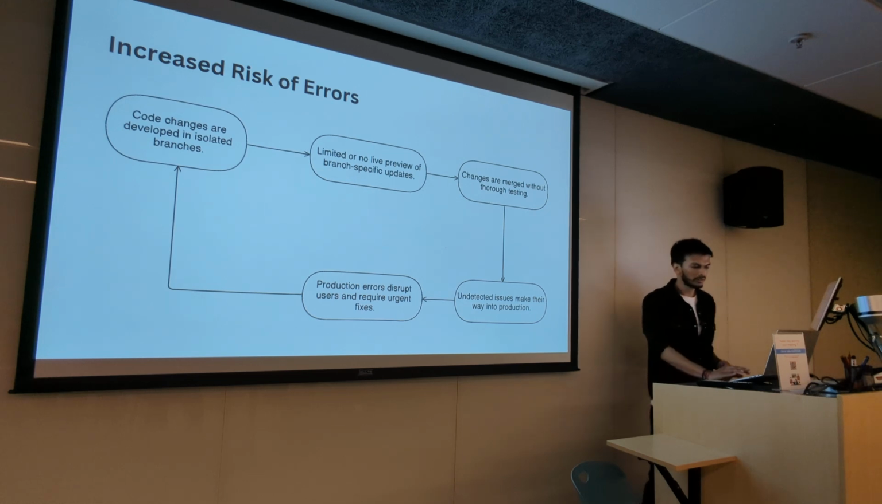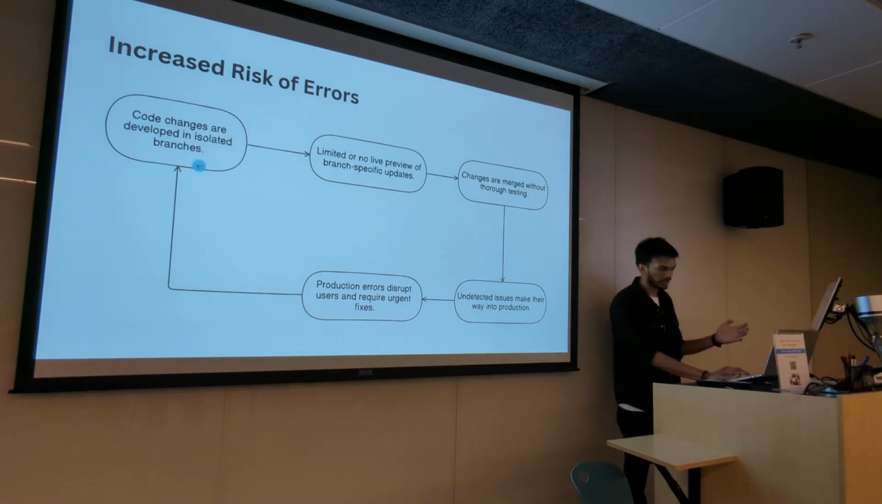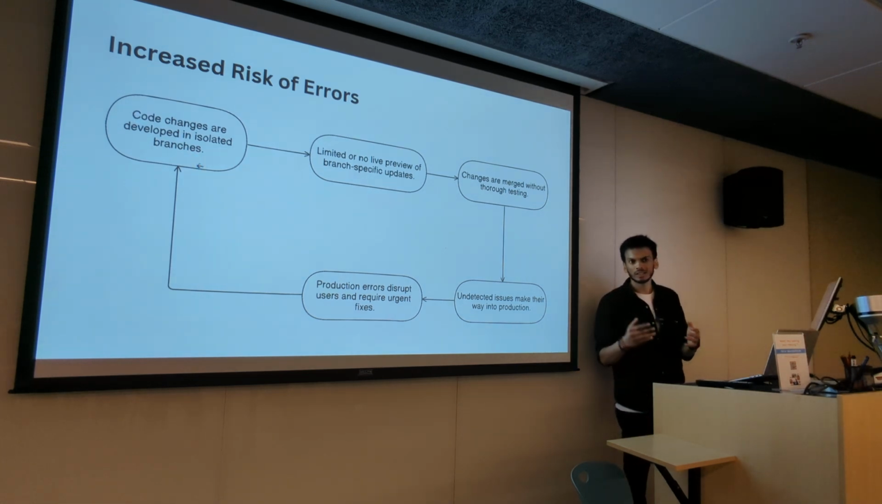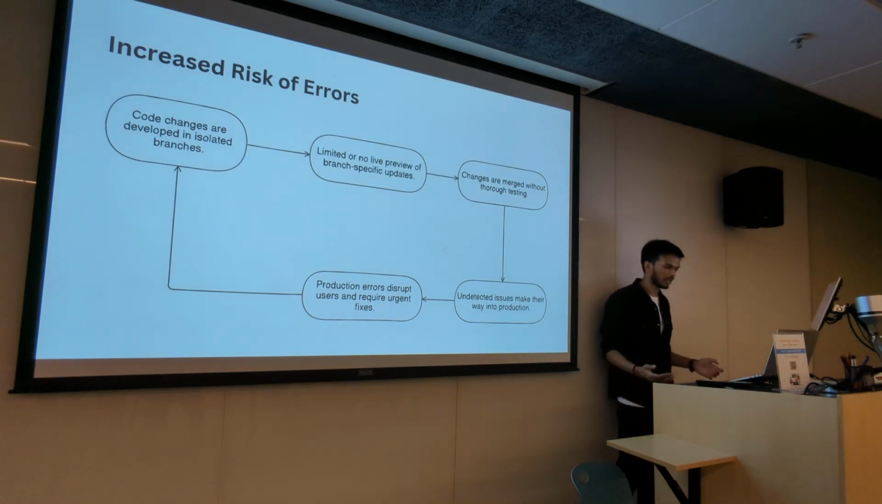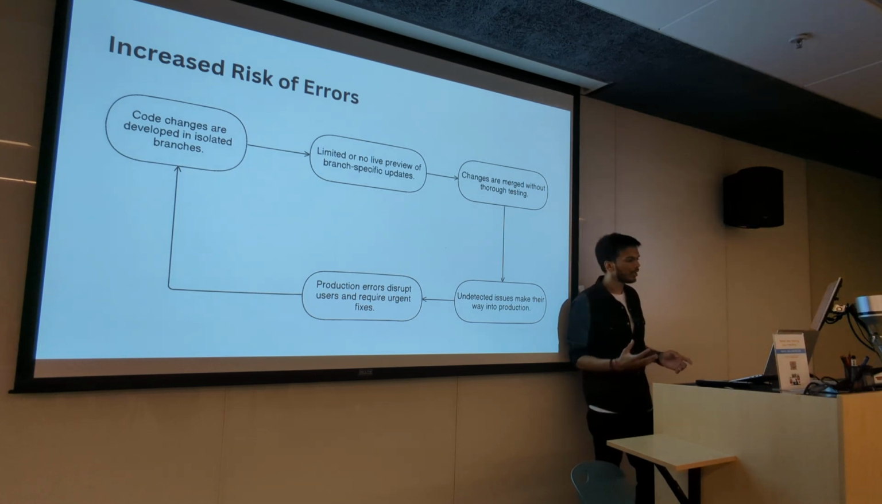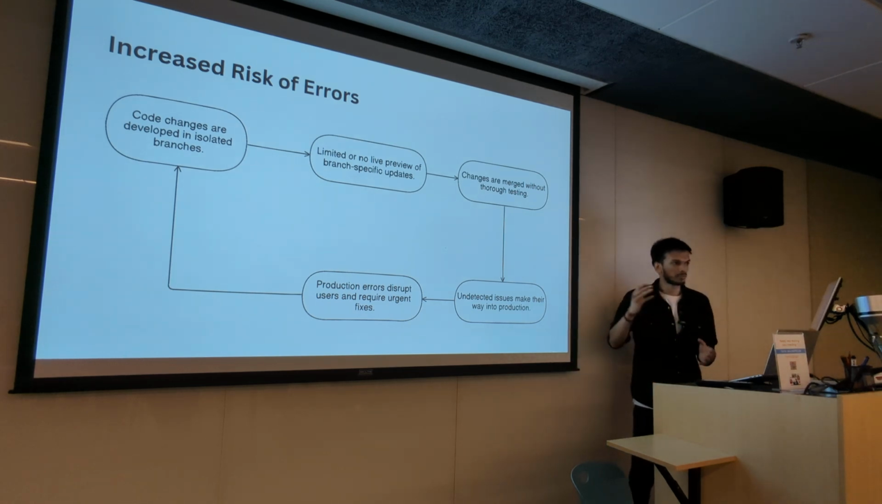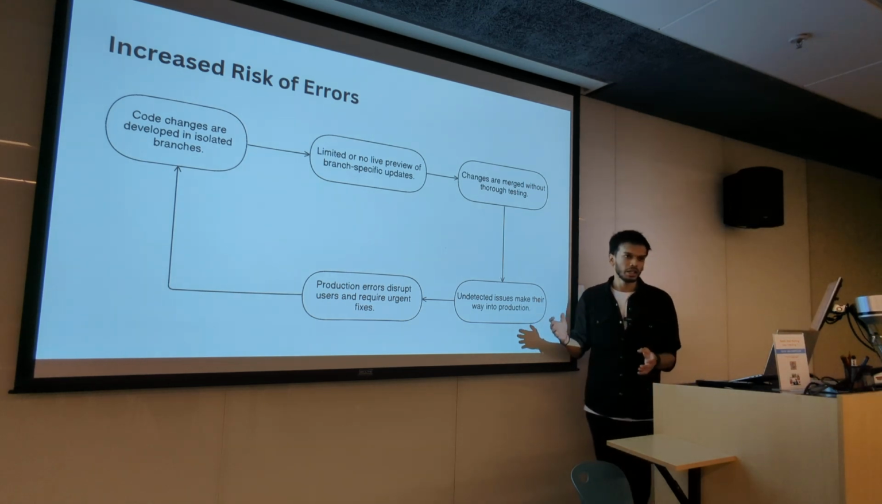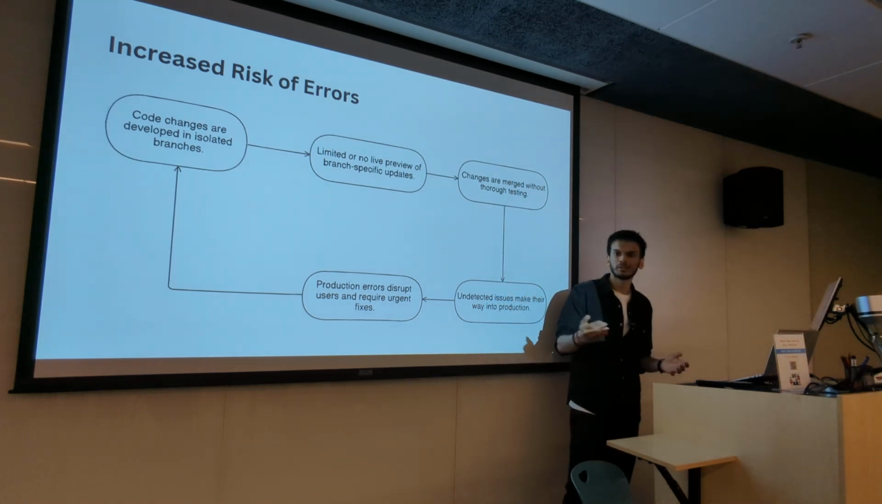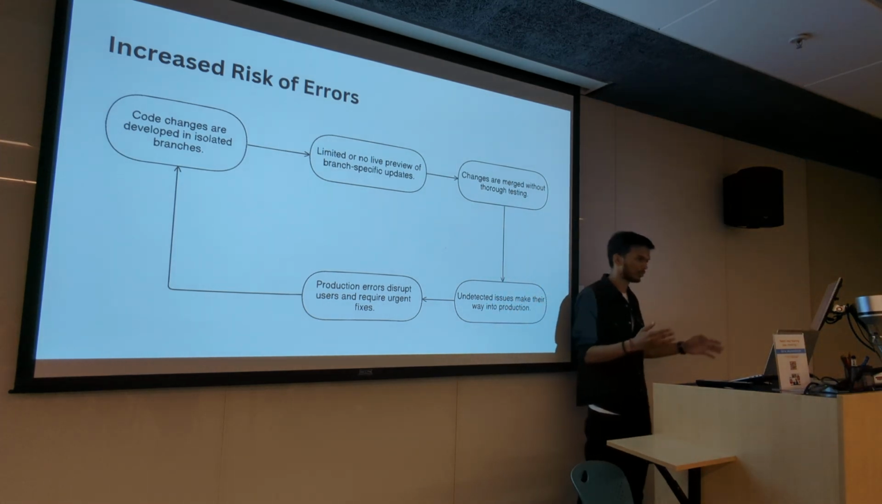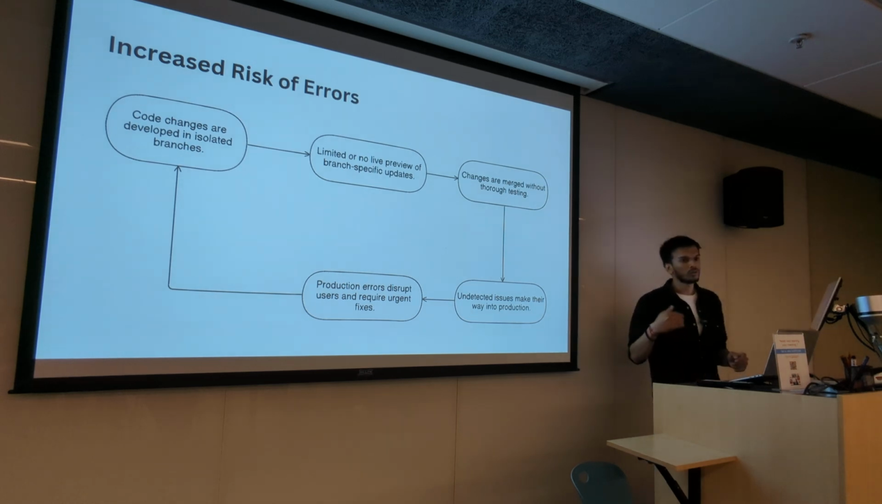Next, increased risk of error. Let's say a developer makes some code changes in an isolated branch, say the feature one branch. He created a branch feature one and started working on it. The problem is that he will have limited or no live preview for that specific branch update, right? He'll have that preview on his local machine. You run it on localhost, let's say 5743 or some other port, but it will be there on your local system, right?